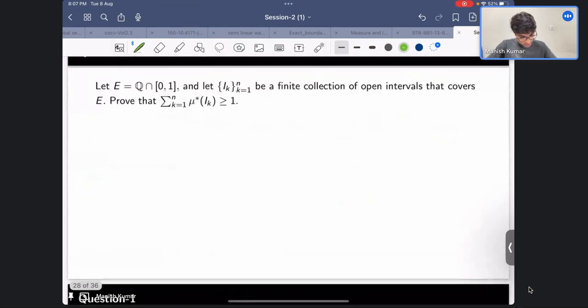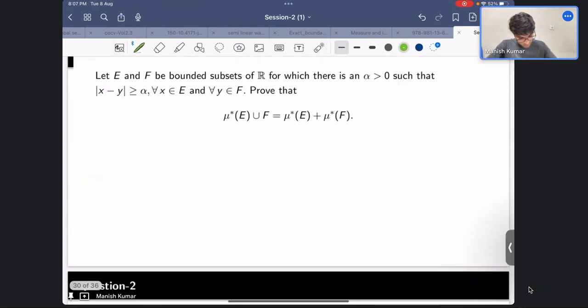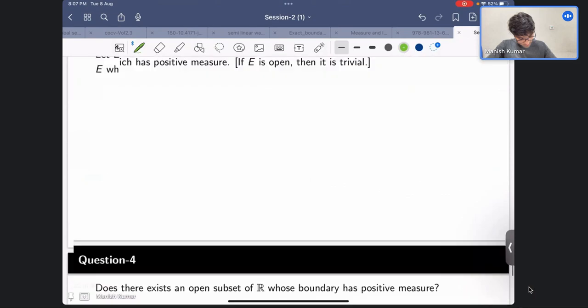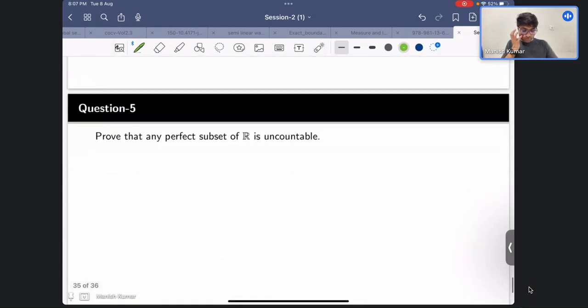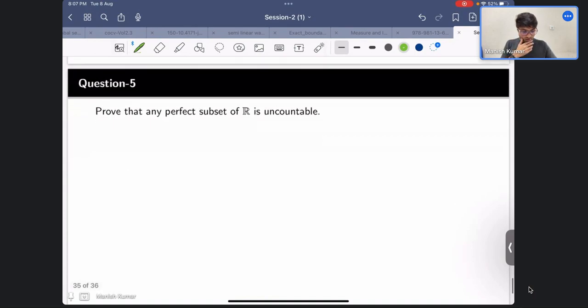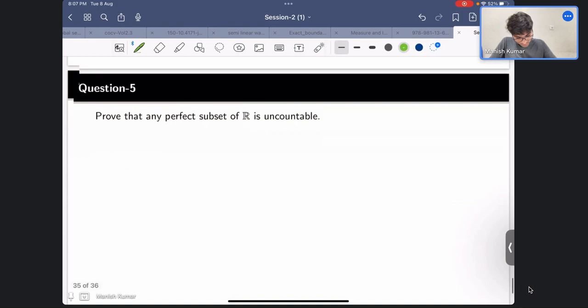I had a few exercises that I thought I'll discuss. Okay, I'll see. Either I'll write it out or I'll discuss in the next session. That would be a good option. I'll see what I can do.